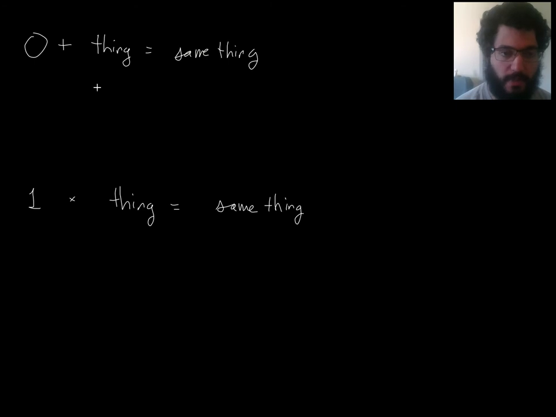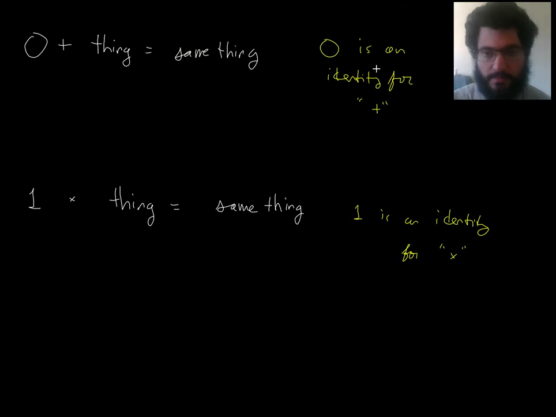So 0 has the property that when you add it to a thing, you get the same thing. 1 has the property that when you multiply it by a thing, you get the same thing. These features of 0 and 1 make them what we call identities. So 0 is an identity for the operation of addition. It's an identity for plus, and 1 is an identity for times, for multiplication of numbers.